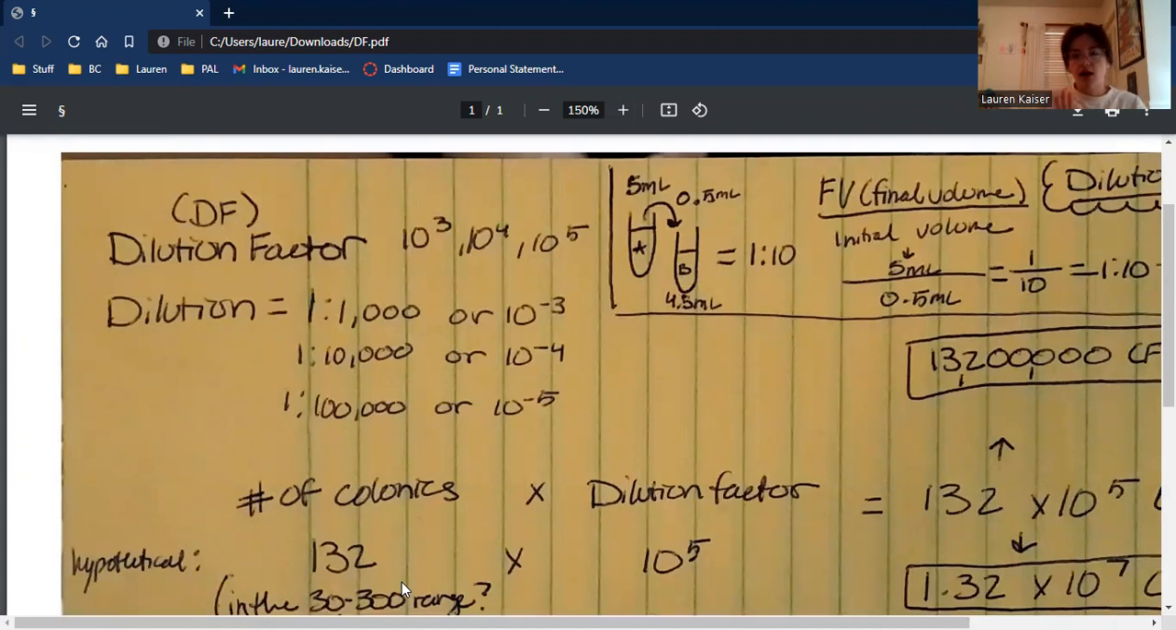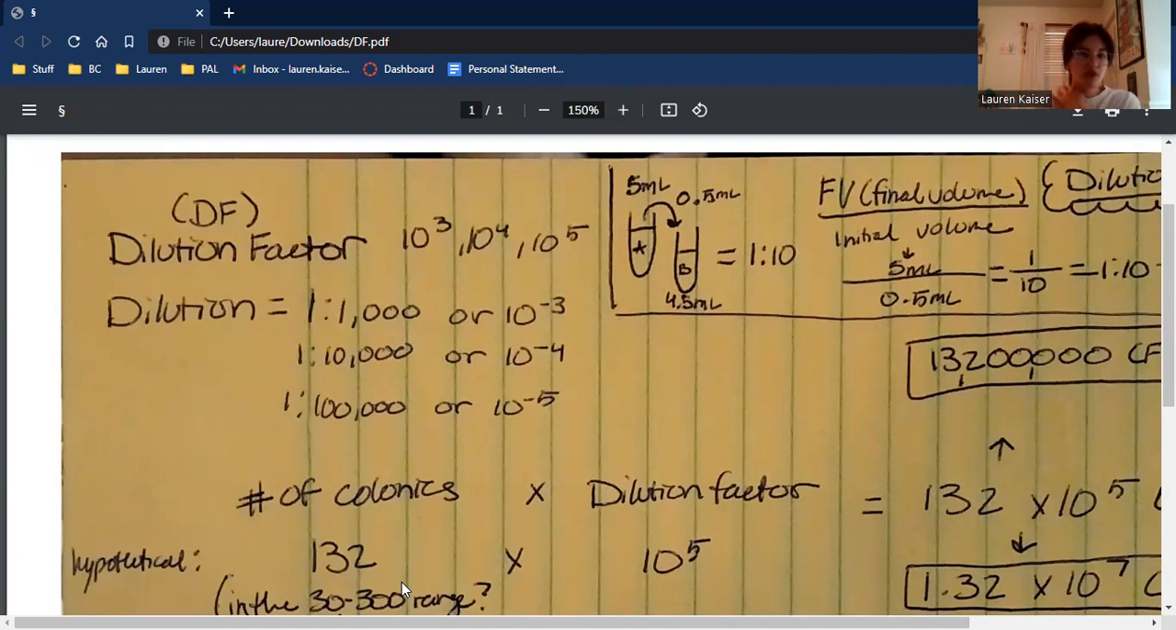If you aren't familiar with scientific notation, the math behind it is that you're multiplying 10 by itself however many times the exponent expresses. So if we put 10 to the third, that's going to be 10 times 10 times 10. So that's going to be 1,000.